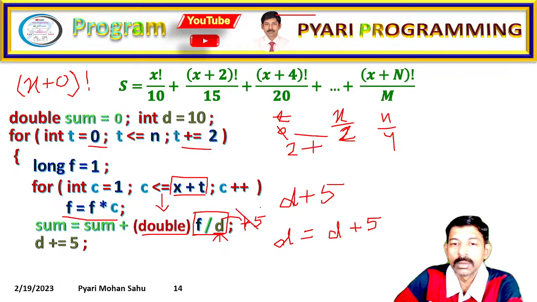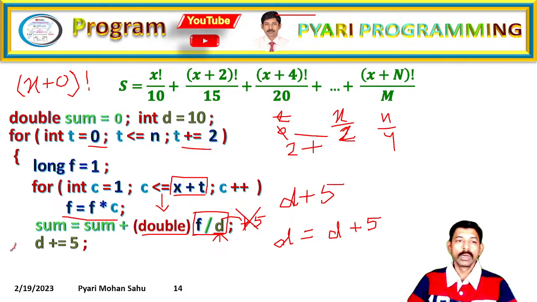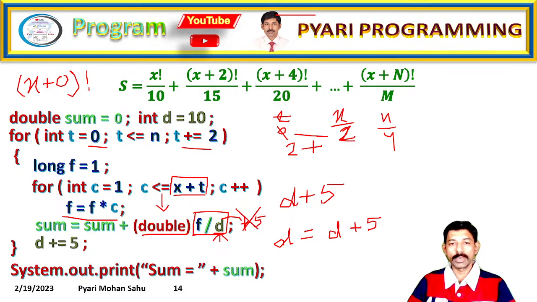Which is wrong. Now I will close the loop and I will display it.